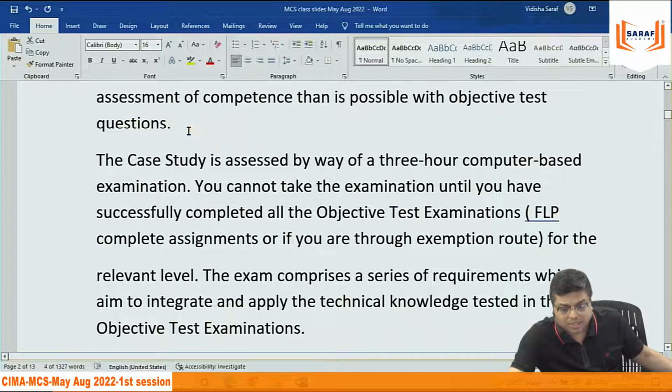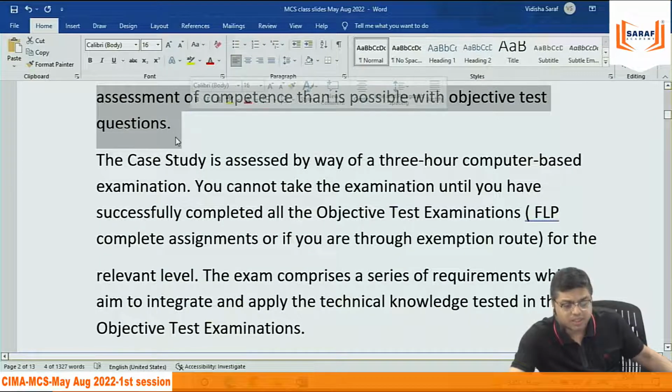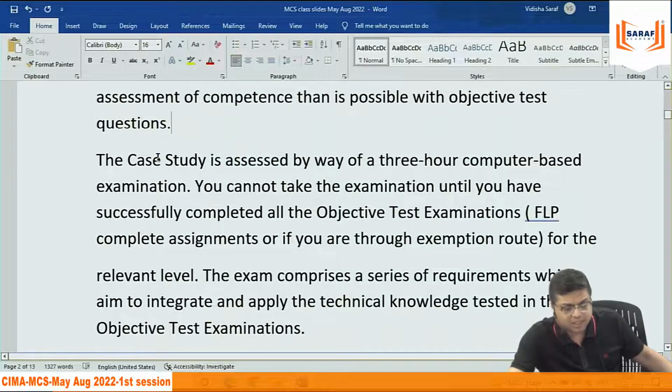Because CIMA developed this after analyzing that employers are concerned with the application of knowledge by the person. They are not only concerned with technical knowledge. Whether they can solve the problems, that is the purpose of the organization.